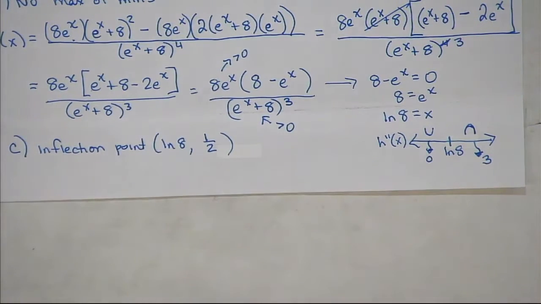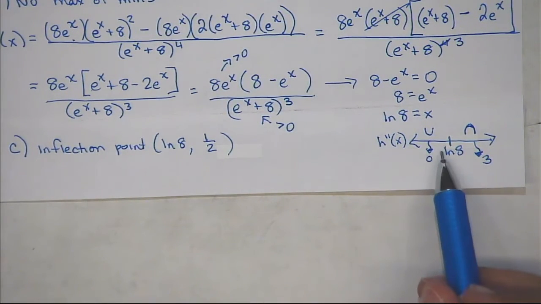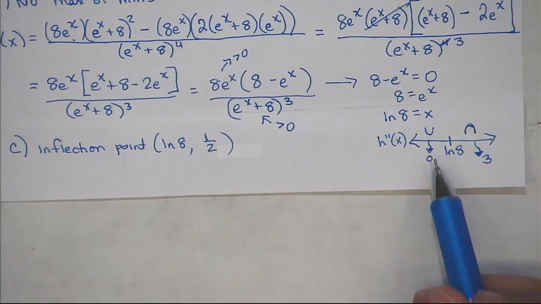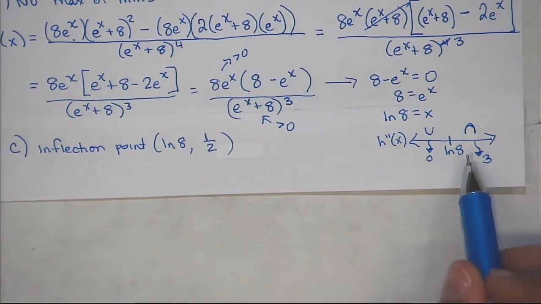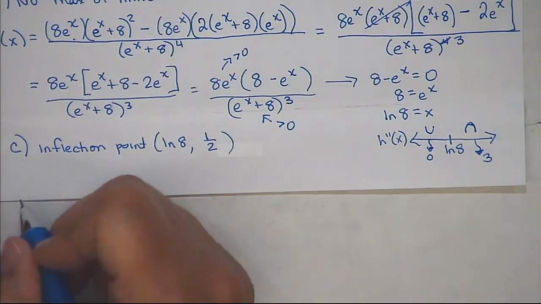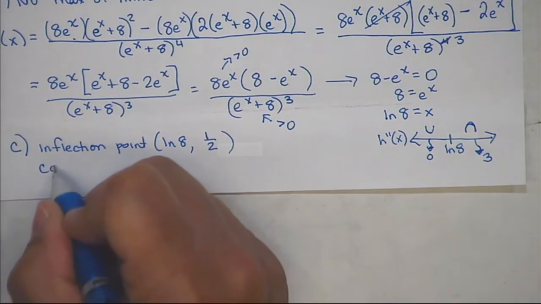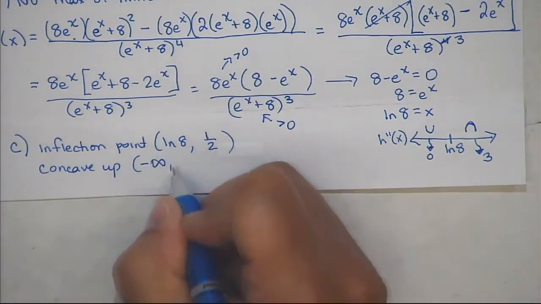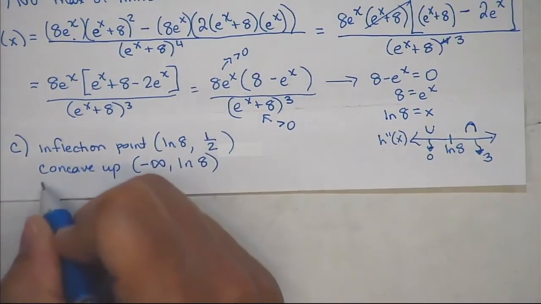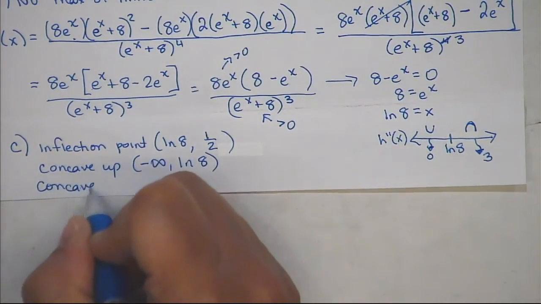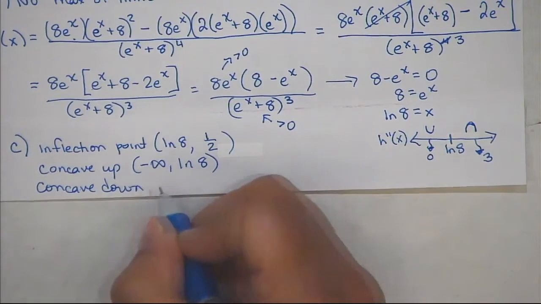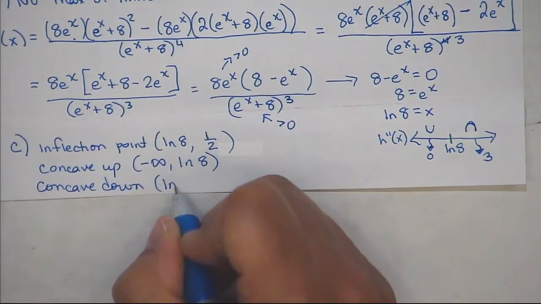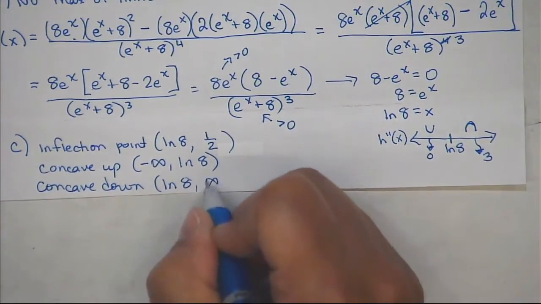Okay? All right, so concave up would be from negative infinity to the natural log of 8, or 2.07. And then it's concave down over here. So that's still part of C. So concave up would be from negative infinity to the natural log of 8. Concave down from the natural log of 8 to positive infinity.